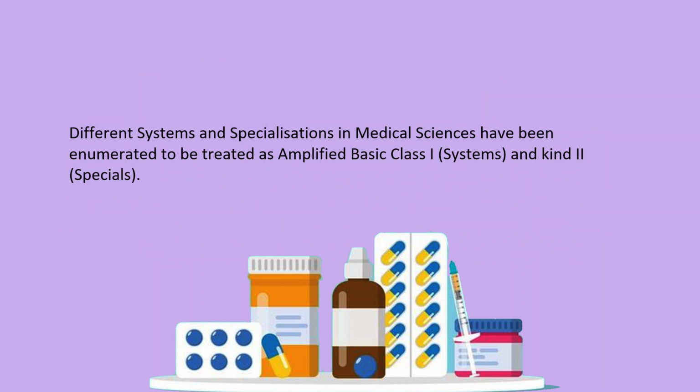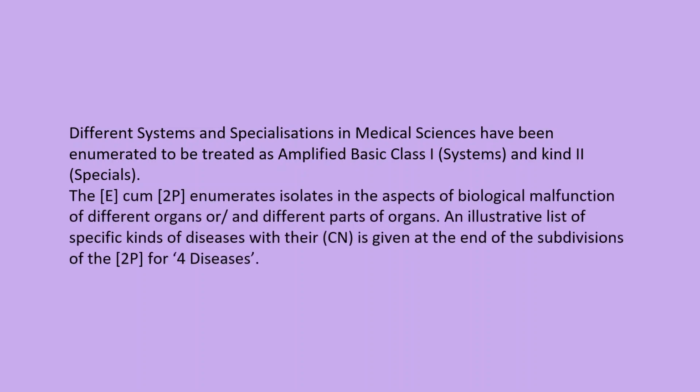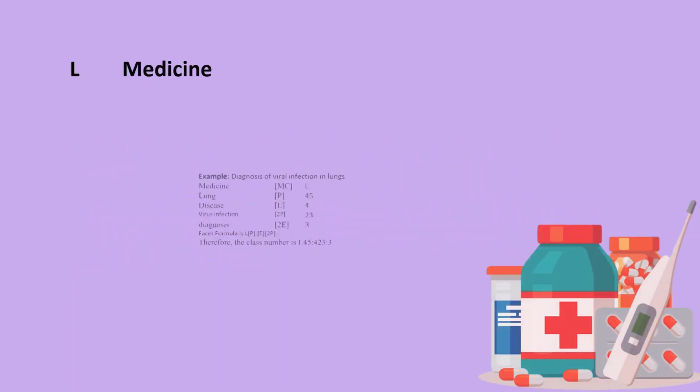Different systems and specializations in medical sciences have been enumerated to be treated as amplified basic class 1 systems and kind 2 specials. The energy facet enumerates isolates in the aspects of biological malfunction and different parts of organs. An illustrative list of specific kinds of diseases with their class number is given at the end of the subdivisions of the 2P for food disease. Here we present some examples.